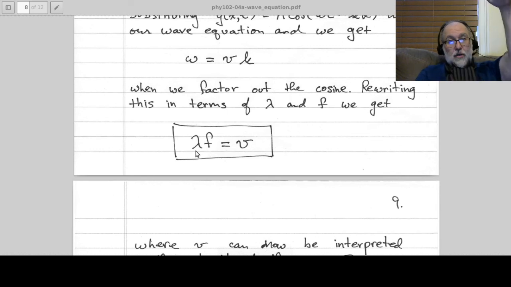If you make lambda bigger, the frequency has to be smaller, and vice versa. So small frequency, big lambda. High frequency, small lambda. They are inversely proportional to one another, and that's because V simply has to remain fixed.